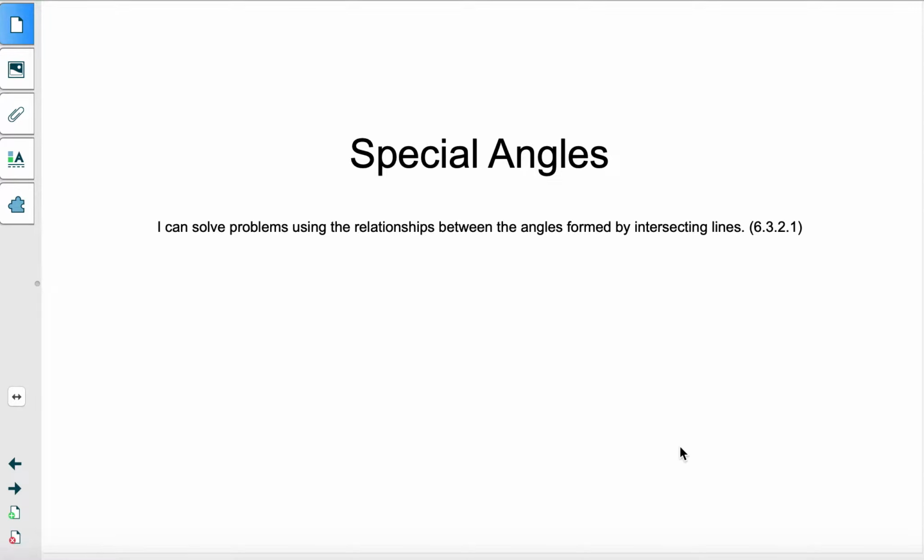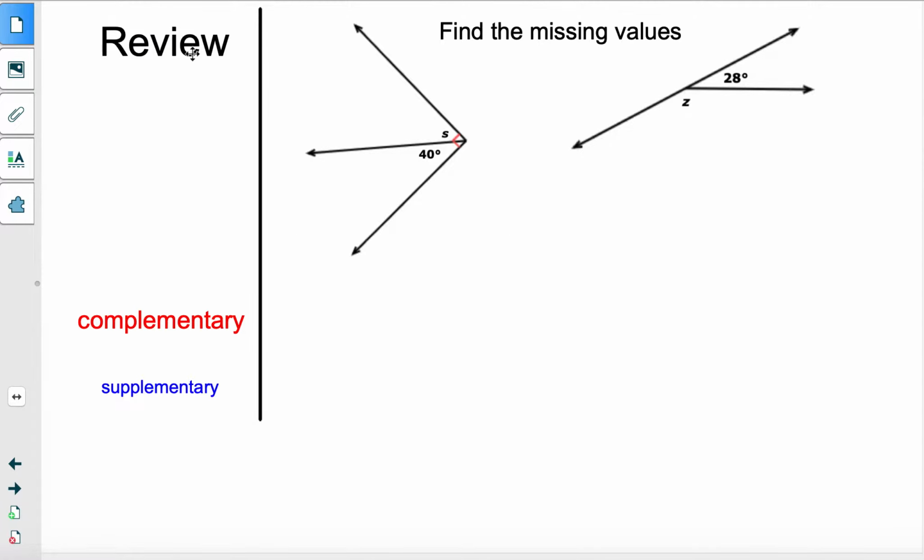Can solve problems using relationships between angles formed by intersecting lines. So I'd like you to have your notebook out, write special angles on top, and draw your line down. Also have your packet sitting next to you to fill in your vocabulary words. All right, let's do a review.